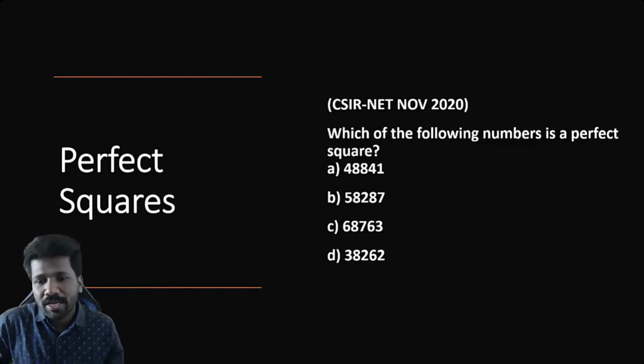So next, perfect square identification. ये laws of exponents का ही एक extension है. Perfect square identification.